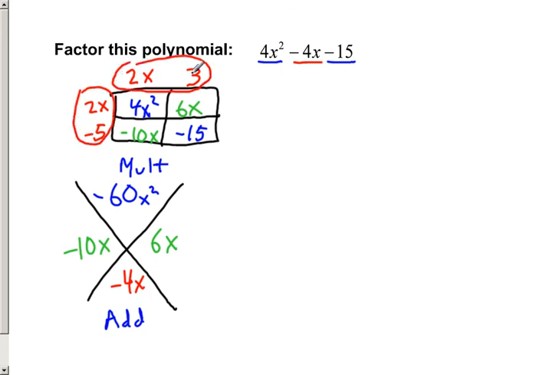Let me write them out in the normal way you would see them. You'd normally see them written out as 2x plus 3 times 2x minus 5. So you can see that this method is a lot easier, with a lot less guessing and checking to get to your answer than the guess and check method. You can also check to make sure that this answer is correct if you want to FOIL it out, and you'll get the exact same polynomial you started with.